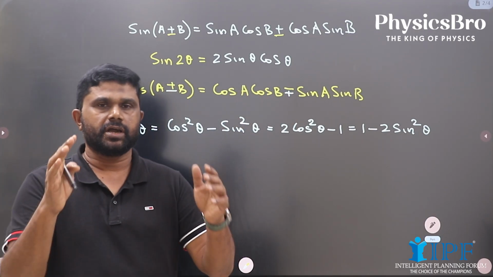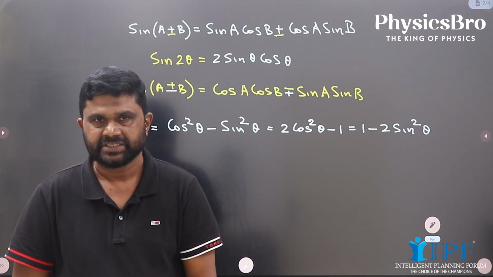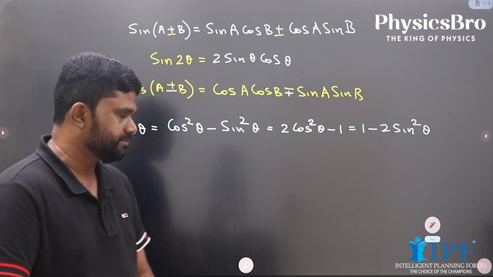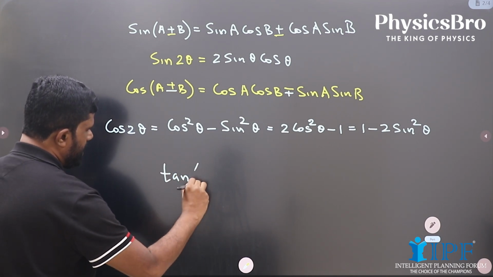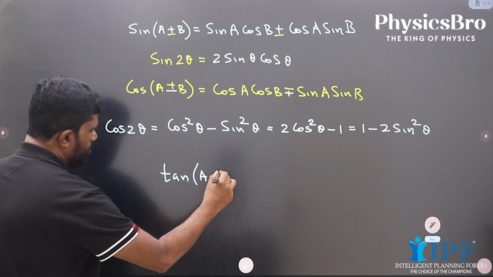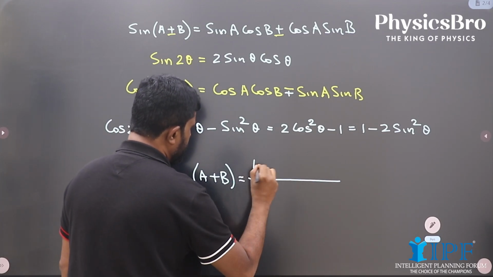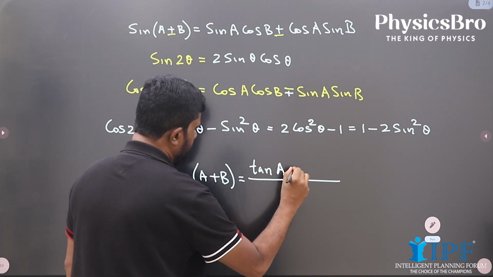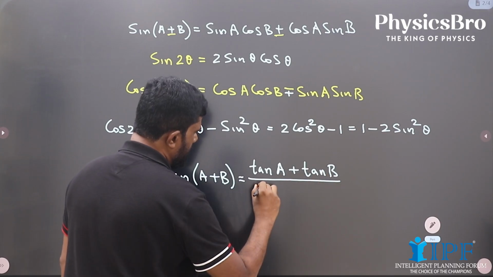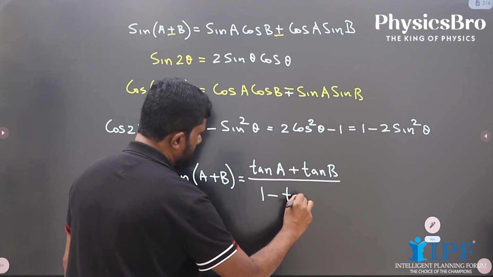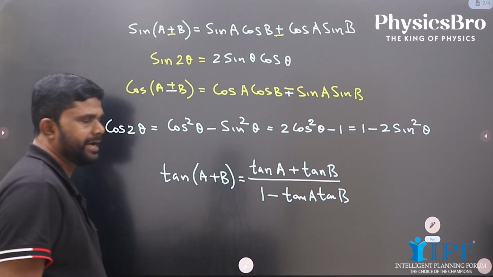Now we have got sine A plus B, sine A minus B, cos A plus B and cos A minus B. Now what would be tan A plus B? This is actually tan A plus tan B over 1 minus tan A tan B.